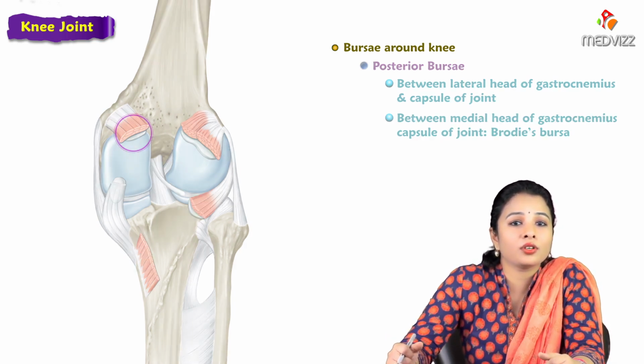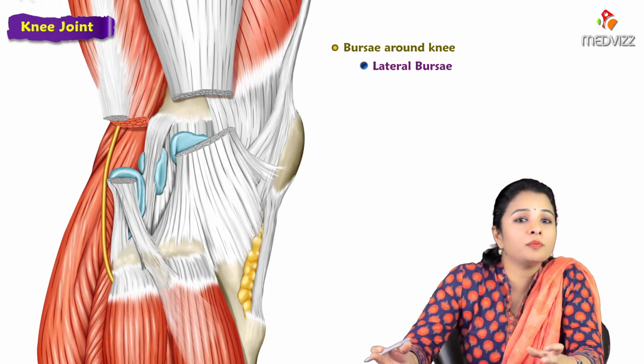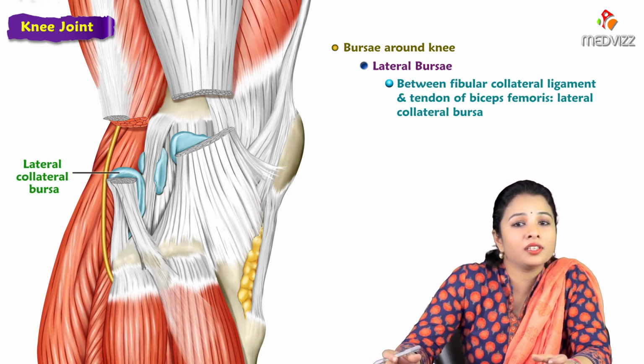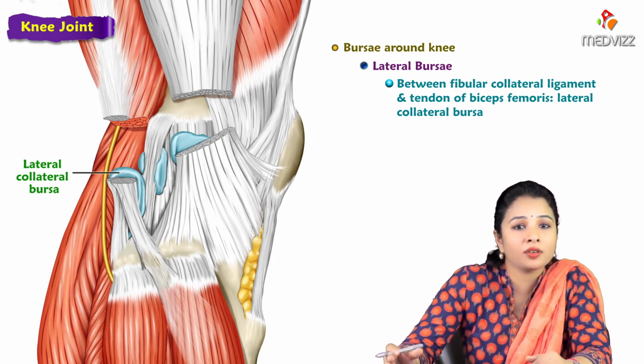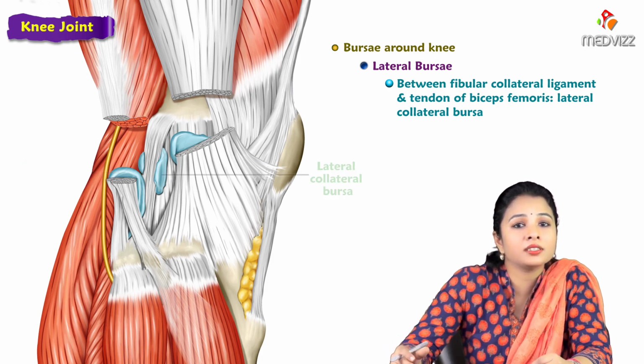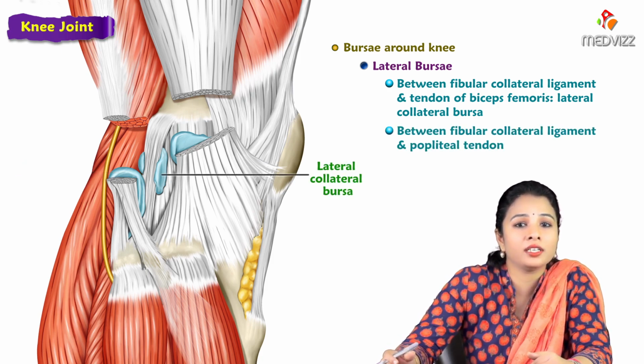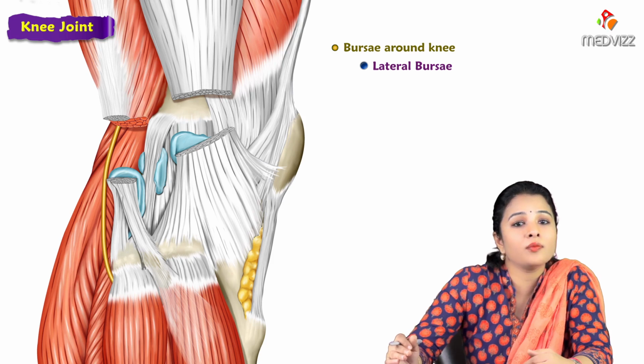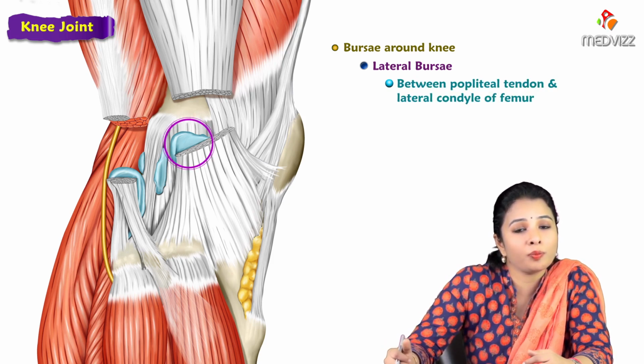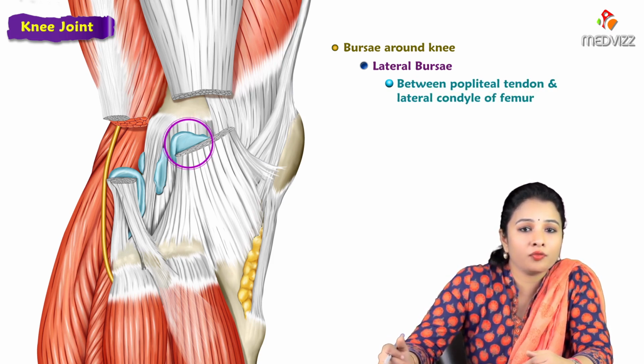Let us discuss the lateral side. The lateral bursae are the bursa between the fibular collateral ligament and the tendon of biceps femoris, which is called the lateral collateral bursa, and the bursa between the fibular collateral ligament and the tendon of popliteus, that is one more lateral bursa, and the third one is the bursa between the tendon of popliteus and the lateral condyle of femur.